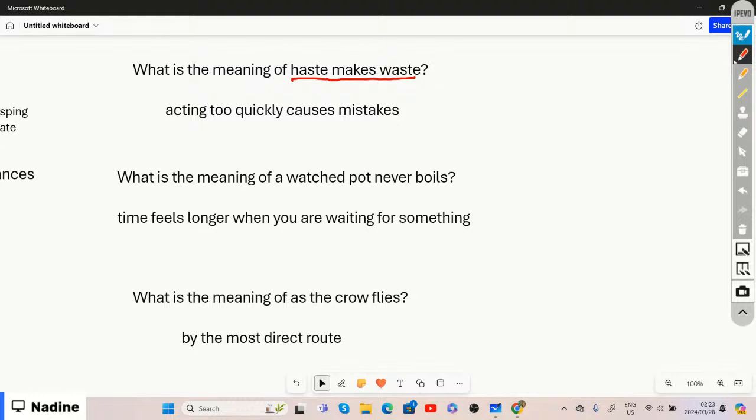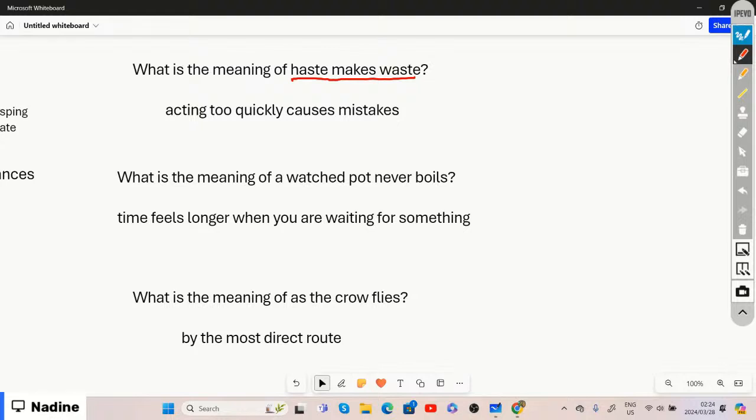So haste makes waste, meaning that if you make mistakes, most likely you regret it, you know, I should have maybe taken my time. I should have focused some more instead of just rushing to hand in my things, right? So haste makes waste. Acting too quickly causes mistakes. So, yes, well done, everybody.